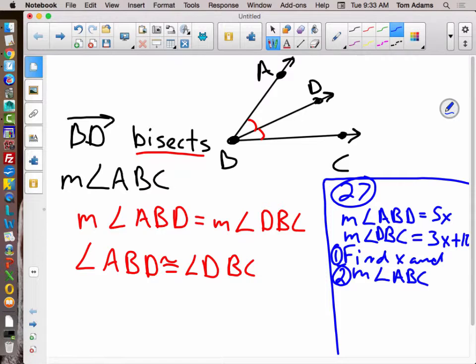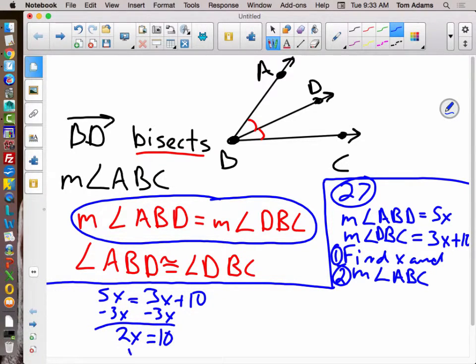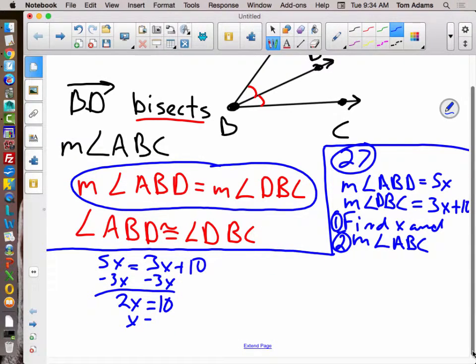Well, the easiest way to do that is, I know that the measure of these angles are equal to one another, so I could say that 5x is equal to 3x plus 10. So then I subtract 3x from both sides, and I get 2x equals 10, or x equals 5.